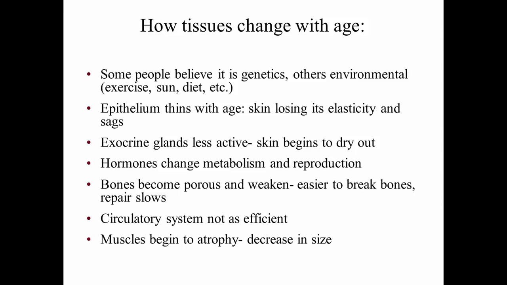Hormones change metabolism and reproduction, so testosterone and estrogen production change with age, like with menopause. Bones become more porous and weaken, so osteoporosis incidence increases with age. Circulatory system is not as efficient because you clog your pipes up over time. And then muscles begin to atrophy, so they break down over time just because you don't use them as much. And atrophying, like if you've ever had a cast, you can see your muscles becoming kind of mushy over time. Okay, so that's it for histology.